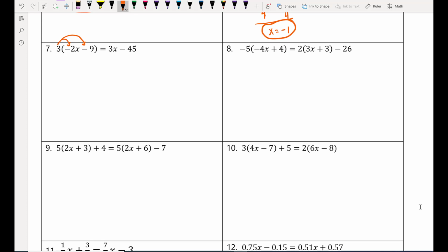So that is going to happen to us at some point here, so that we see what it looks like. 3 times -2x is -6x. 3 times -9 is -27. And that's going to equal this 3x minus 45. So then I'm going to add 6x to both sides, and add 45 to both sides.